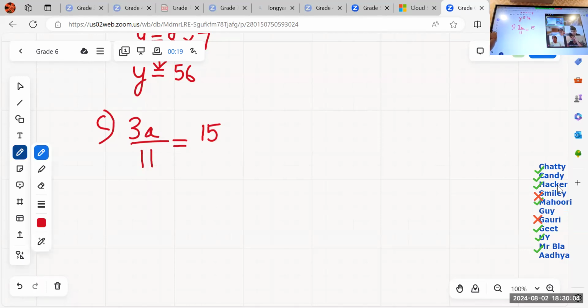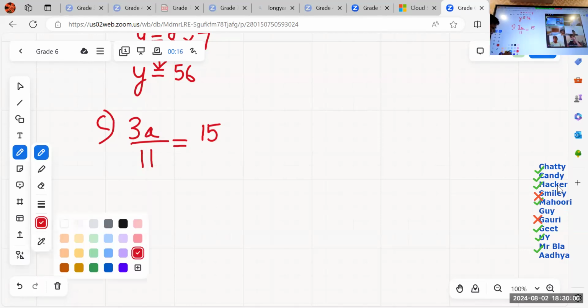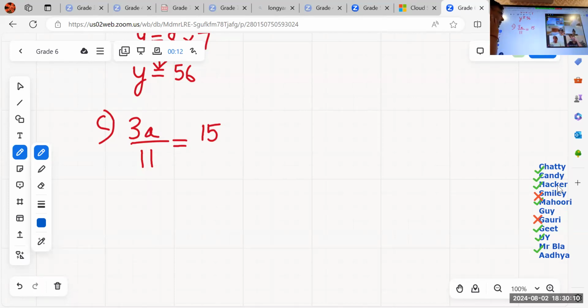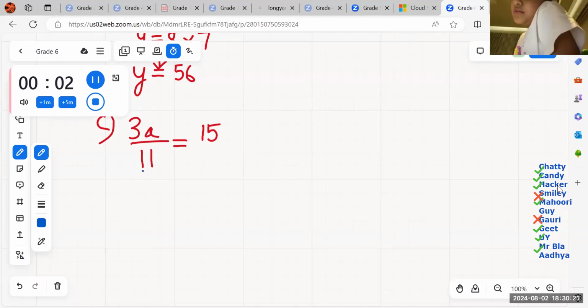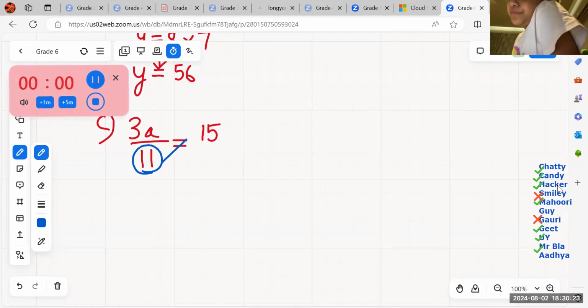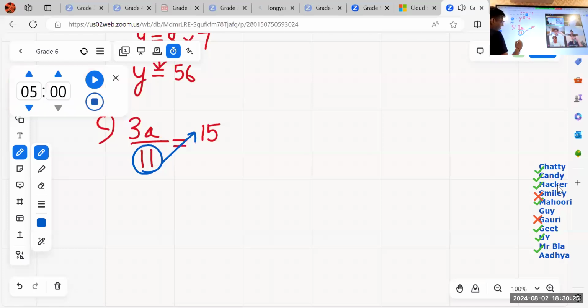See kids, here one number is in multiplication, one in division. You can take them one by one to the other side or you can take in one step also. How should I solve, the ones who got it wrong, one by one or in one step? One step. So 11 is in division, it goes to the other side, becomes multiplication.